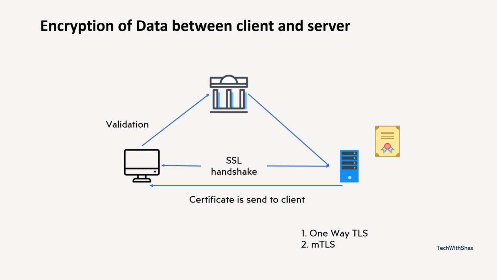Just as information: when we use one-way TLS, only the server needs to obtain a certificate from the CA and present it to the client, right? But when we use mutual TLS, in that case both client and server must obtain certificates from the CA authority and must exchange them with each other, right? So that both prove, okay, I am the one who I say I am. So both need to present the certificate to each other. That is the way mTLS works.